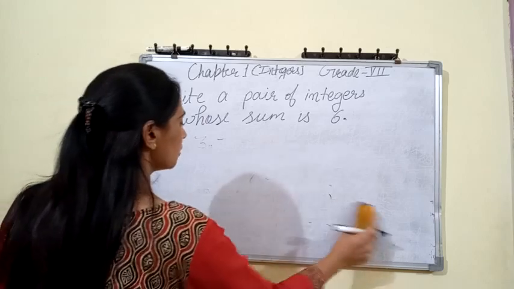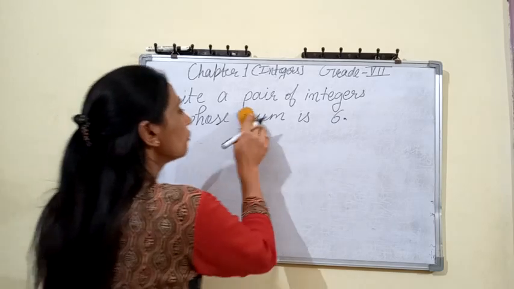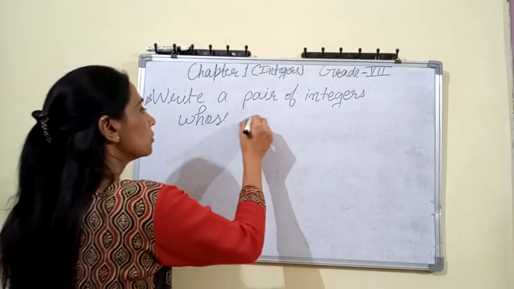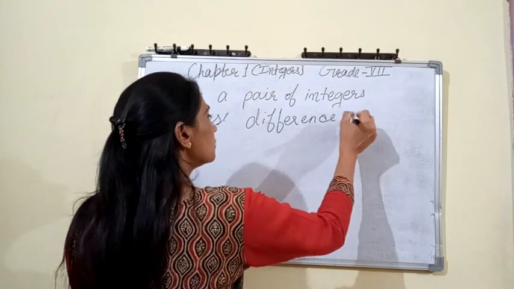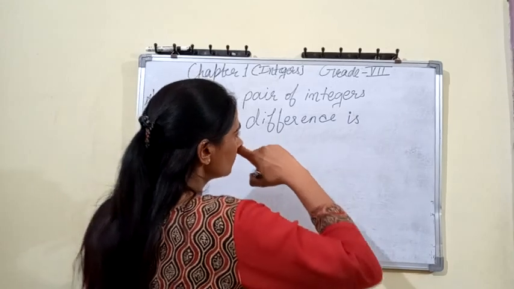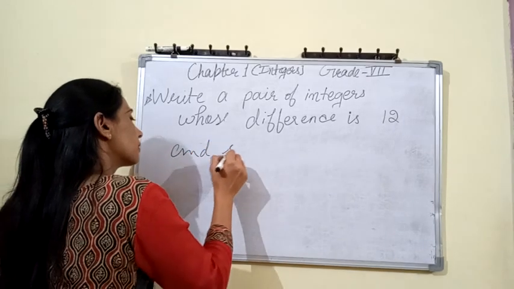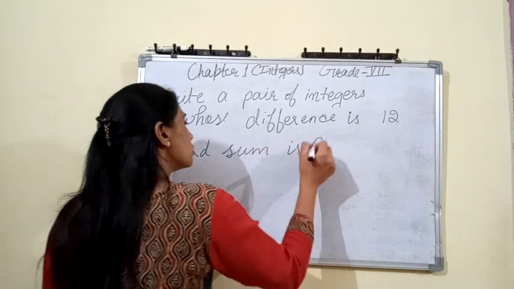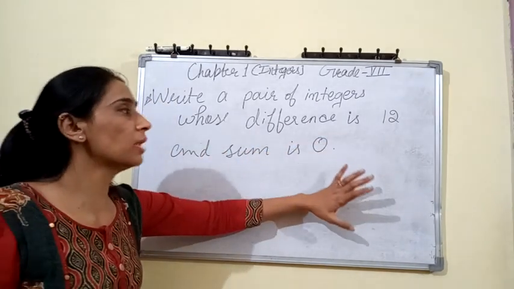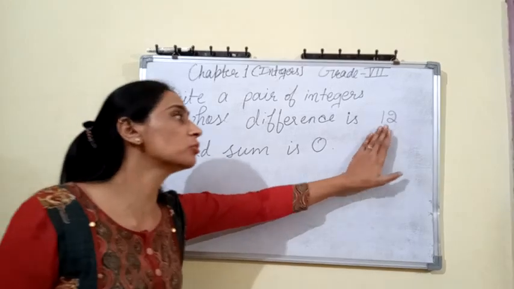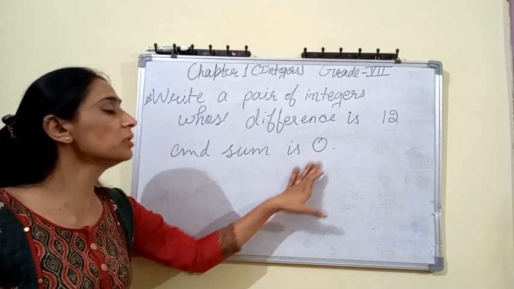Now I'm changing my statement. Write a pair of integers whose difference is 12 and sum is 0. Means now you have to write a pair of integers whose difference is 12. If you subtract those integers, your answer should be 12, and if you add them, the answer should be 0.